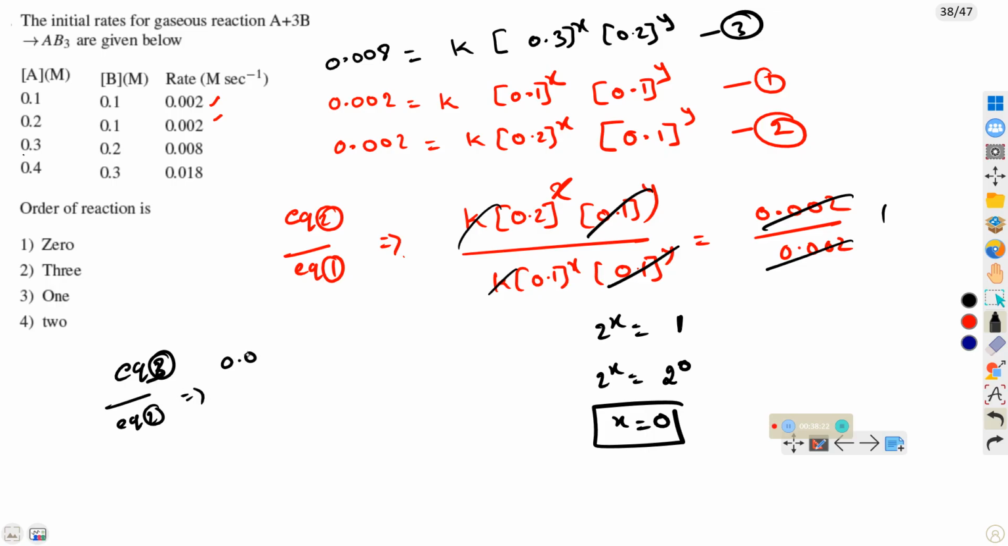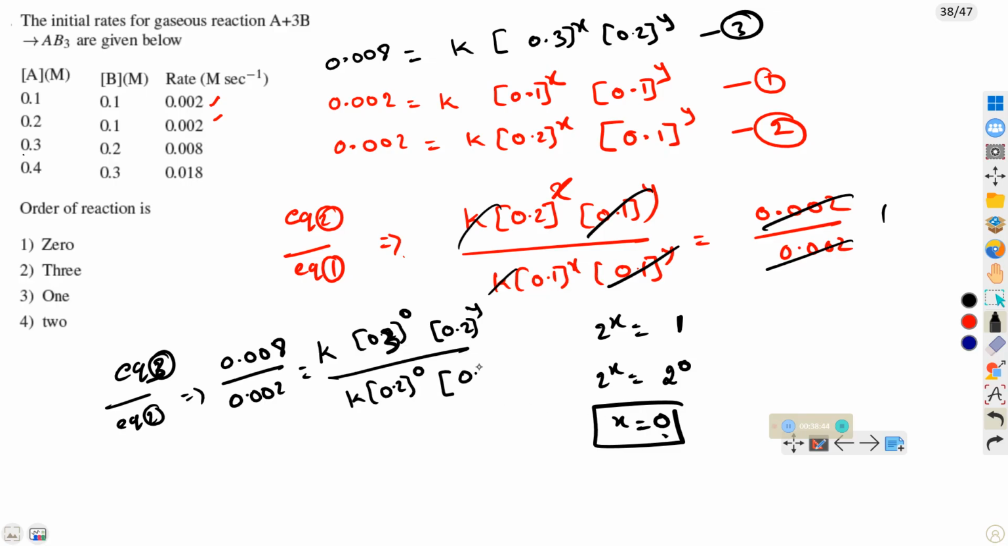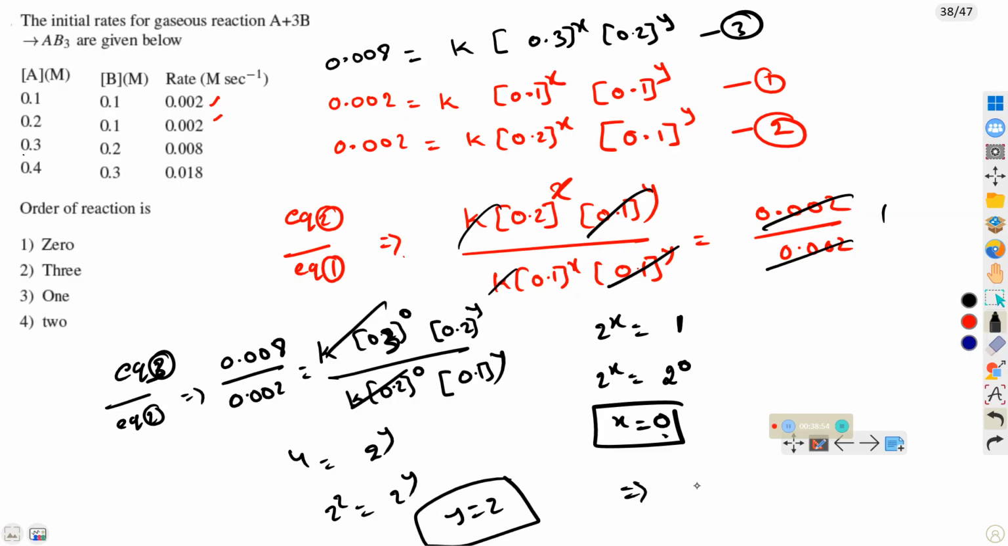Then 0.0008 by 0.0002 is equals to K into 0.3 whole power X, 0.2 whole power Y by K into 0.2 whole power 0. Already calculated X value here. 4 is equals to 2 power Y. 2 square is equals to 2 power Y. Y is equals to 2. So total order of the reaction is 0 plus 2, second order reaction.